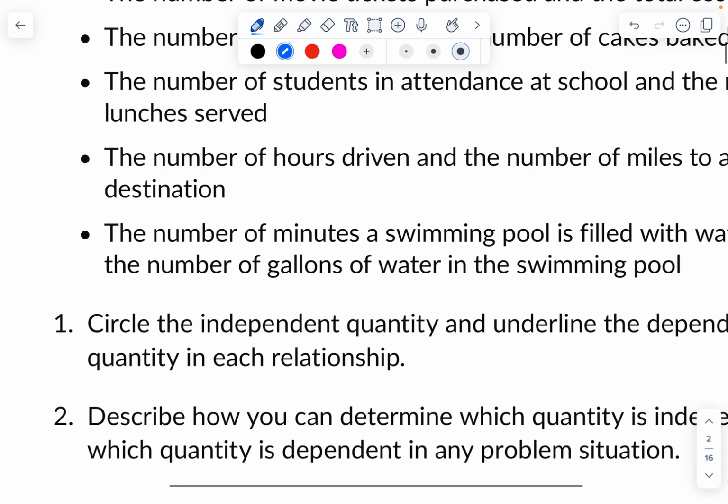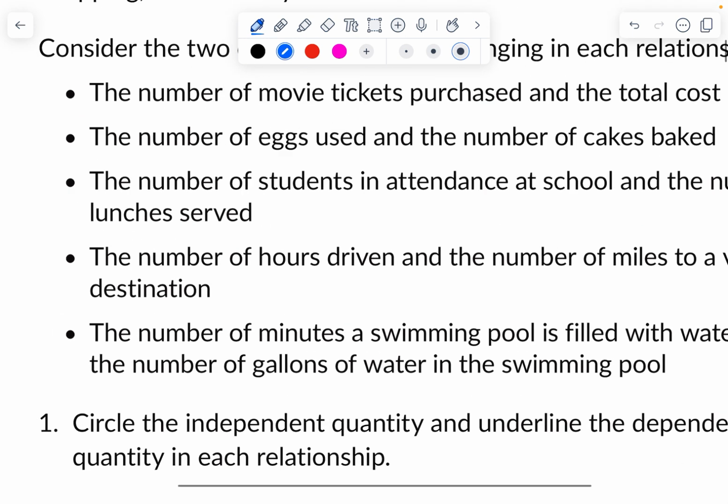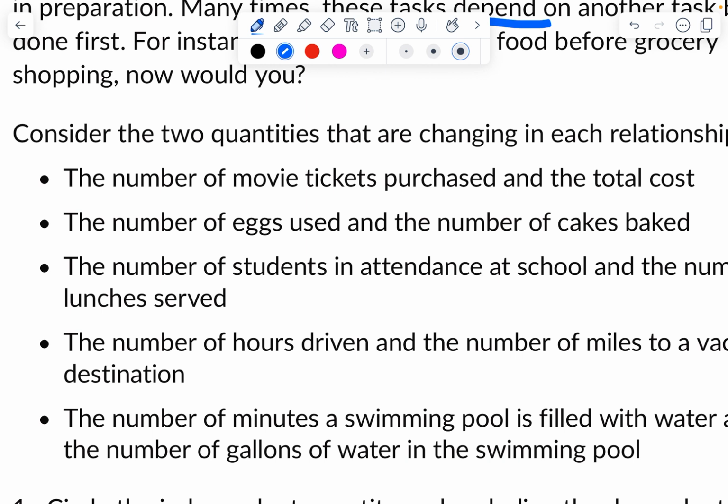In our directions, they ask us to circle the independent quantity and underline the dependent quantity. So I want you to think about independent. Which one is in control? Which one determines the other one? If I'm going to go to the movies with friends and I know that I've got movie tickets that I'm going to purchase and I want to know the total cost. In this one, which one would you need to know first to figure out the other one? We would need to know how many tickets am I going to buy before I can figure out the total cost. So this is your independent or your X. This is your dependent or your Y.